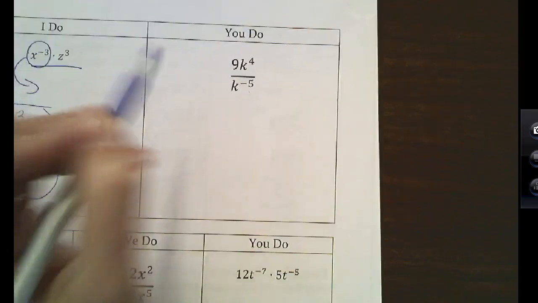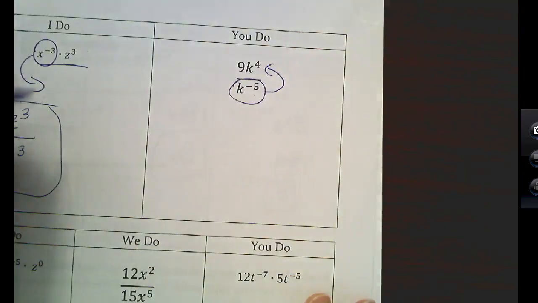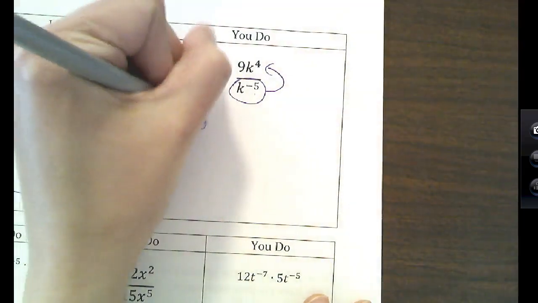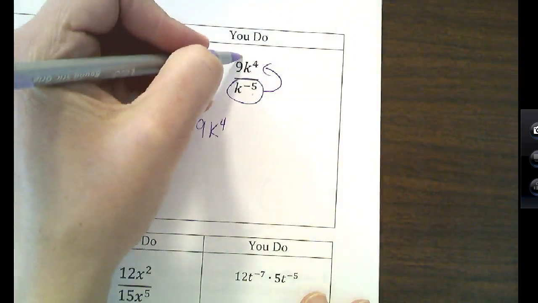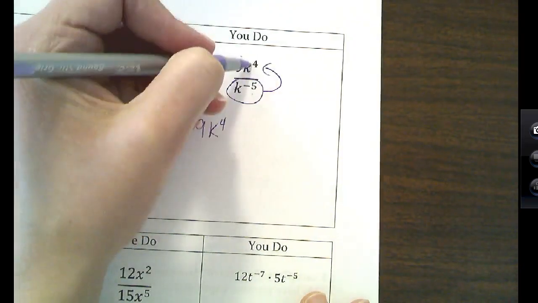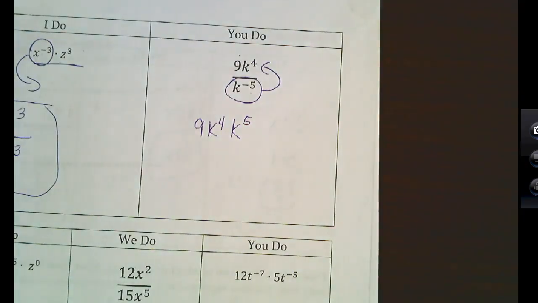So in order to get rid of the negative exponent in the denominator, go ahead and circle that k to the negative fifth power. If I want to get rid of that, I actually have to move it up to the numerator. So it's going to join that 9k to the fourth power. So I've got 9k to the fourth power already there. I'm going to move that k to the negative fifth up, and it becomes k to the positive fifth power. So moving a negative exponent from the denominator to the numerator does the same thing. It makes it positive. Did you write that down? Now, raise your hand if you notice something else that can be done on this problem here.